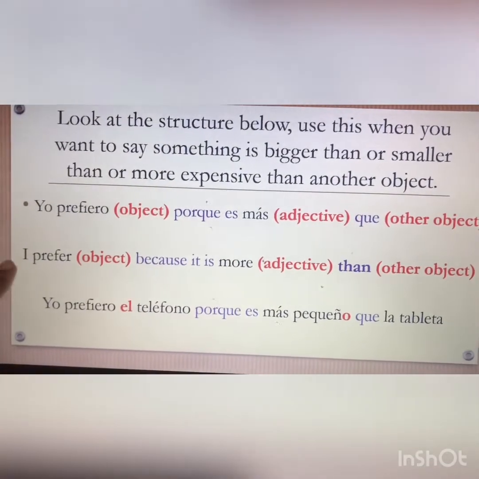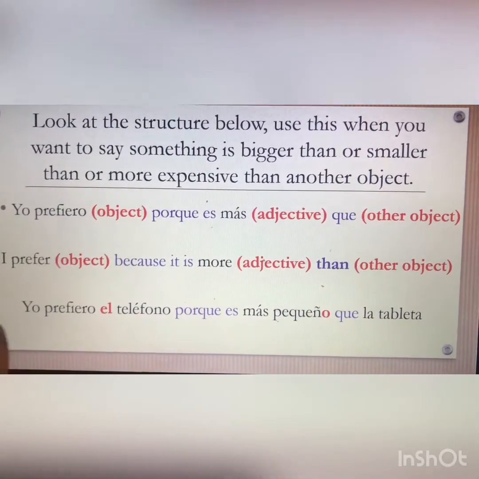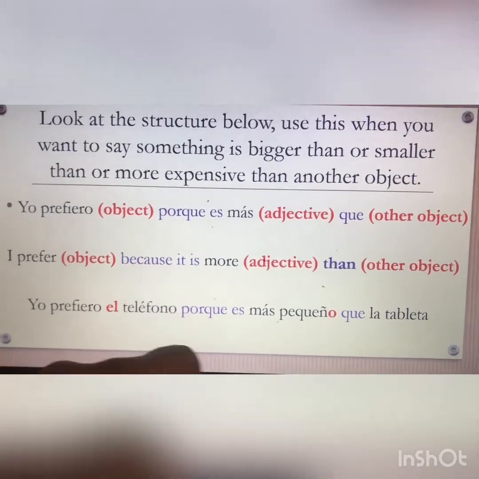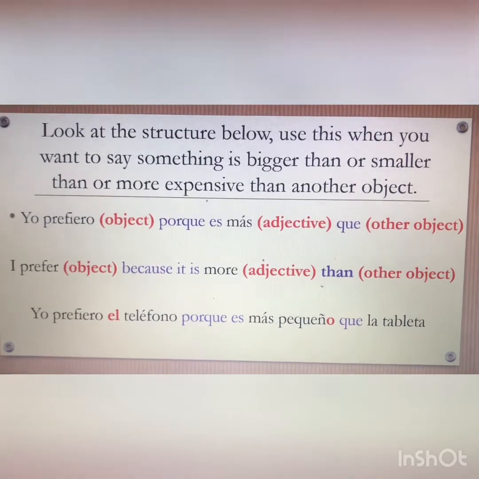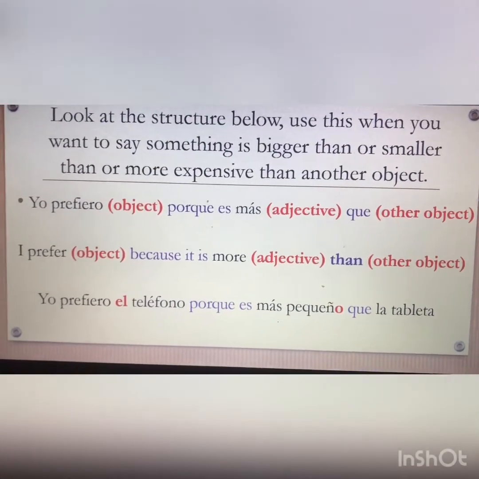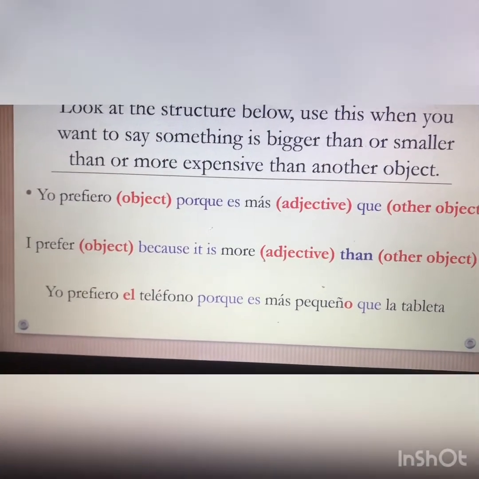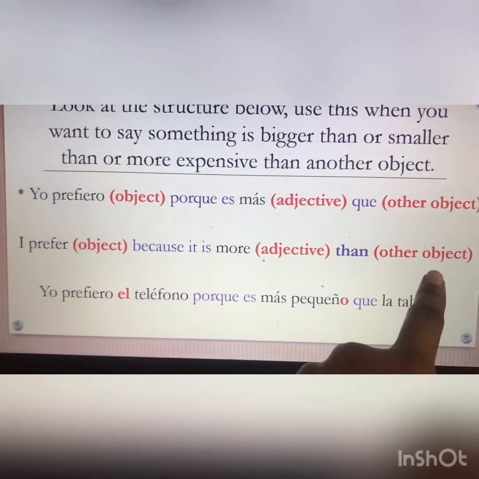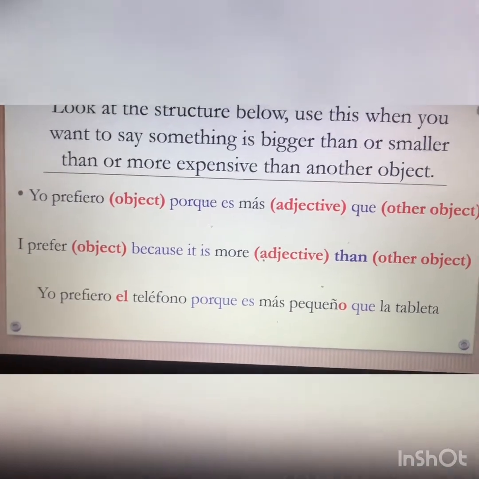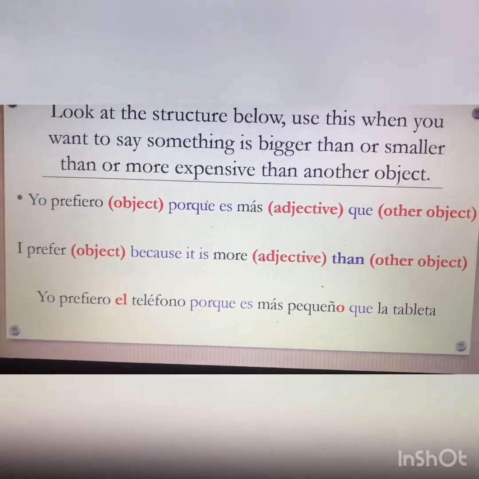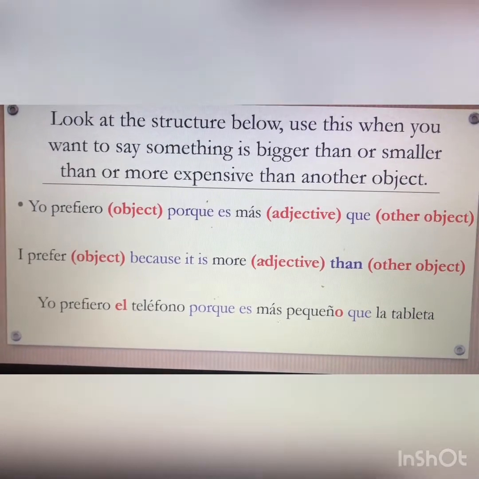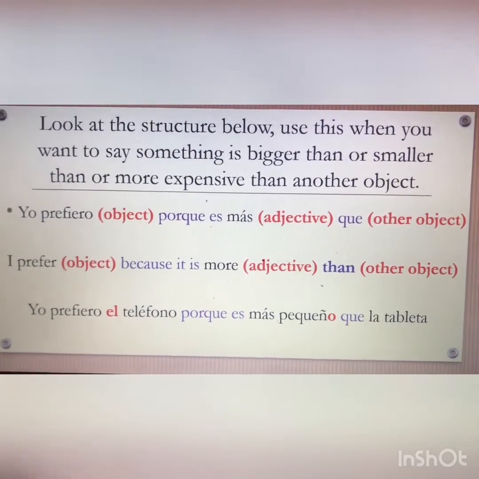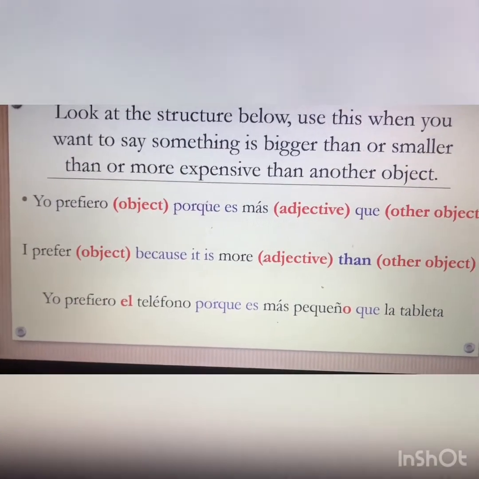It's simply saying, I prefer, then you put the object. So I prefer the phone. Then porque es means because it is more, so more useful, more expensive. Is it bigger? Is it better? Is it smaller? Whatever it is. So you put your adjective there, then que and the other object. So let's go again. It's yo prefiero, then you put the object, porque es más, you put the adjective, que, the other object.